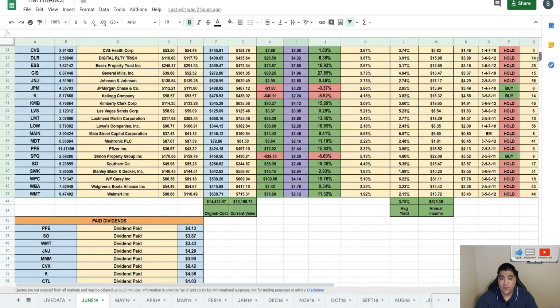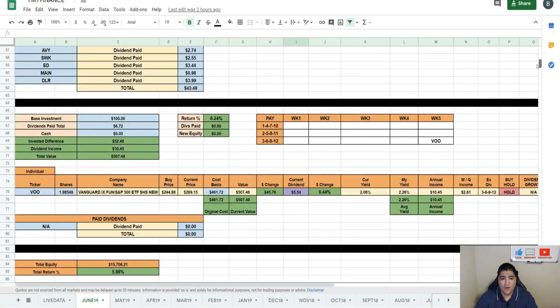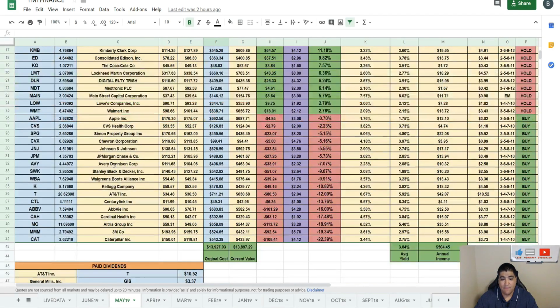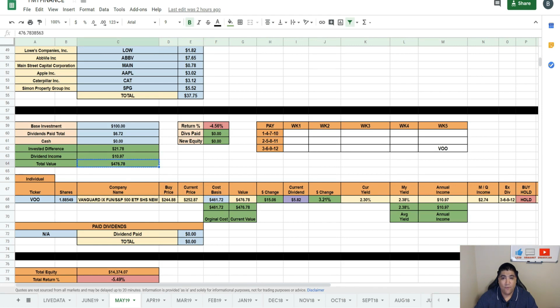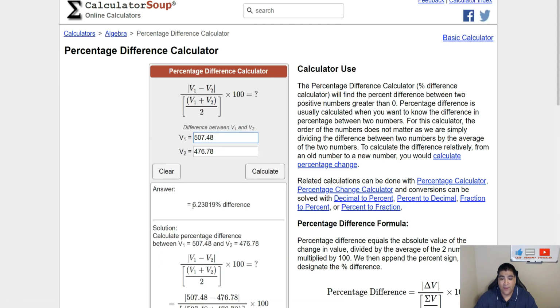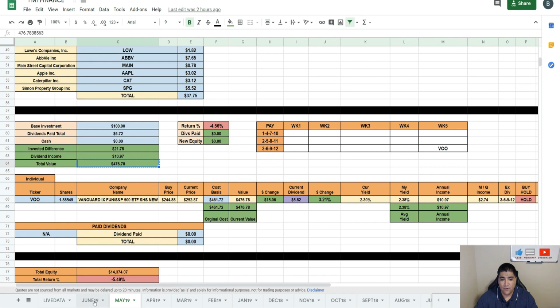So I had 3 stocks raise their dividends. I had nothing really going on in the VU. We had no dividends that were paid out. Our market returns for VU is actually more accurate. So what I did here is I took this month, so 507.48. We go back over here, clear out this calculator, 507.48, and take May's last equity here, 476.78, and just do the difference. So this difference is showing roughly a 6.24% gain for this specific portfolio. 6.24 for June.